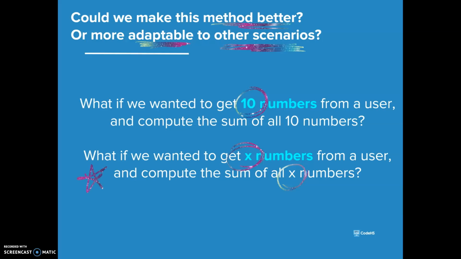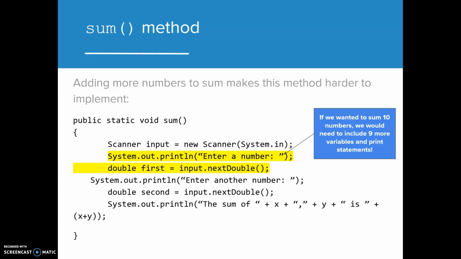And this really is the million-dollar question. Because if we're going to write a method called sum, we want it to be usable across multiple different scenarios. Now, if we refer back to the method that we just wrote, this method only accepts input for two values.